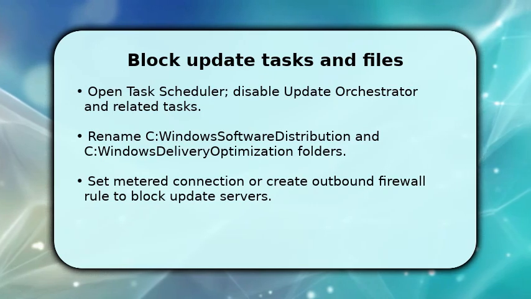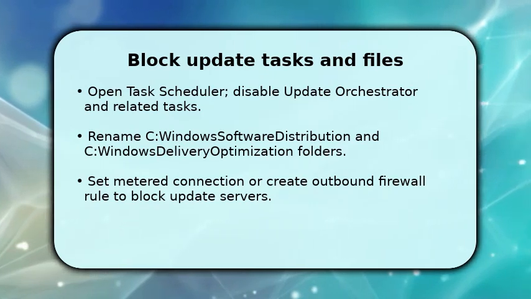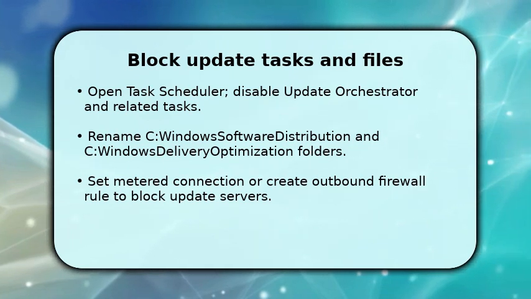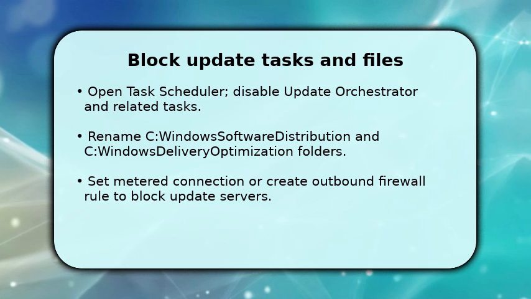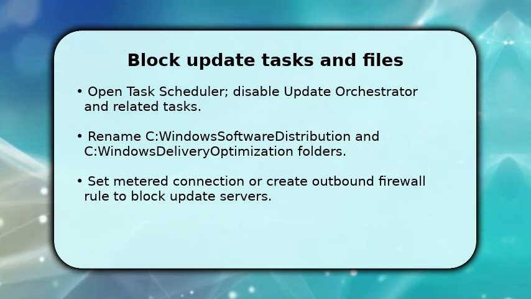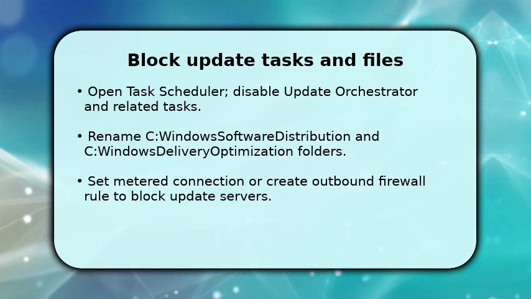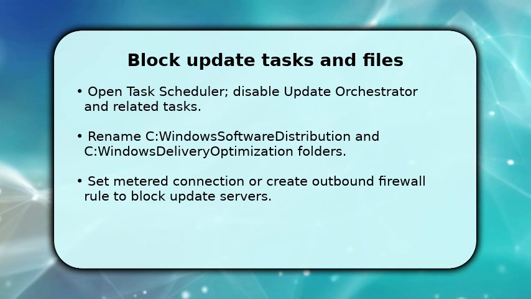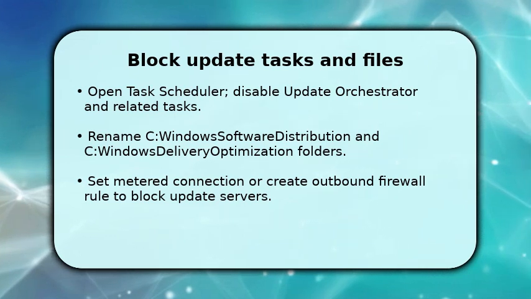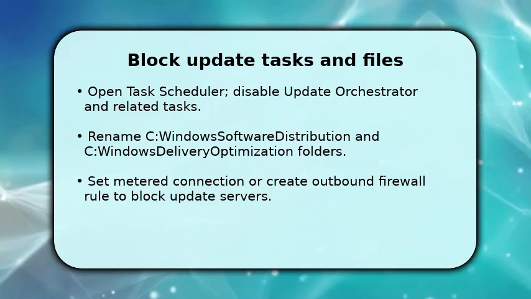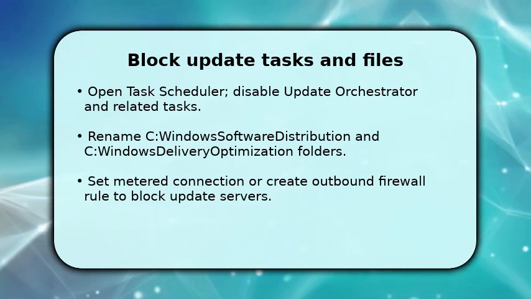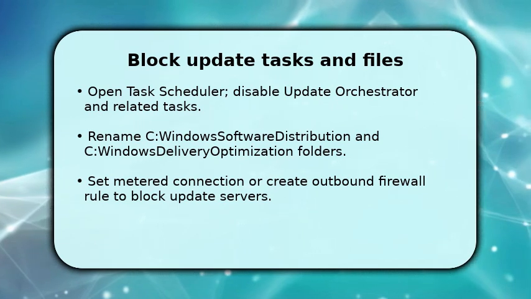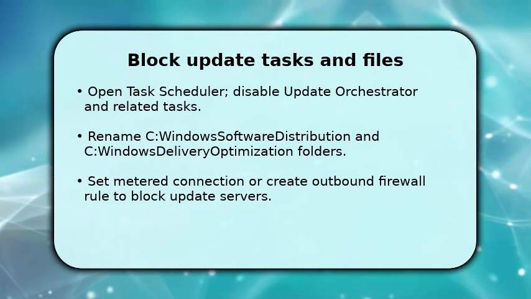Once the service is disabled, you must prevent scheduled tasks and delivery components from re-enabling it. Open Task Scheduler and disable Update Orchestrator and any Microsoft/Windows/Windows Update tasks. That stops automatic triggers. Then rename C:/Windows/SoftwareDistribution and C:/Windows/DeliveryOptimization to stop existing downloads. Windows will recreate them only if the service runs.